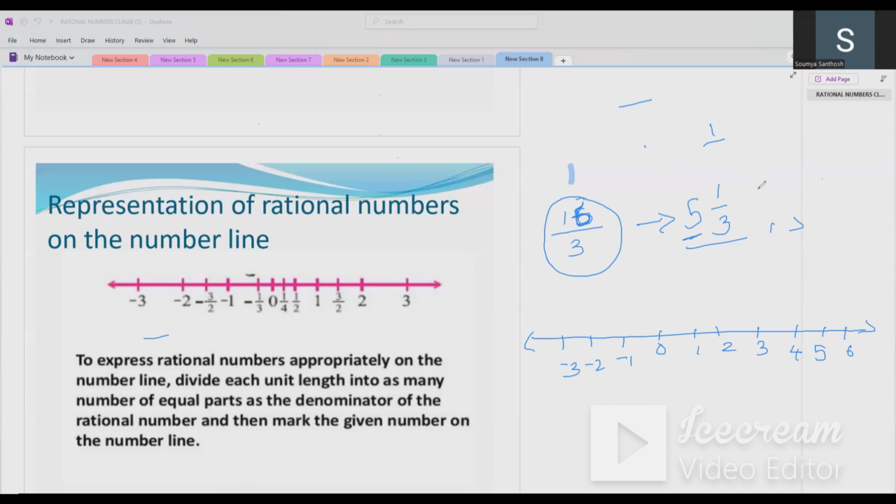So, 5 to 6. Now, come to the fractional part. How many parts do you need to divide equally? 3 equal parts. 1, 2, 3. Now 5 1/3. So which is the point? This point will be 1/3. This is 5 1/3. Got it?